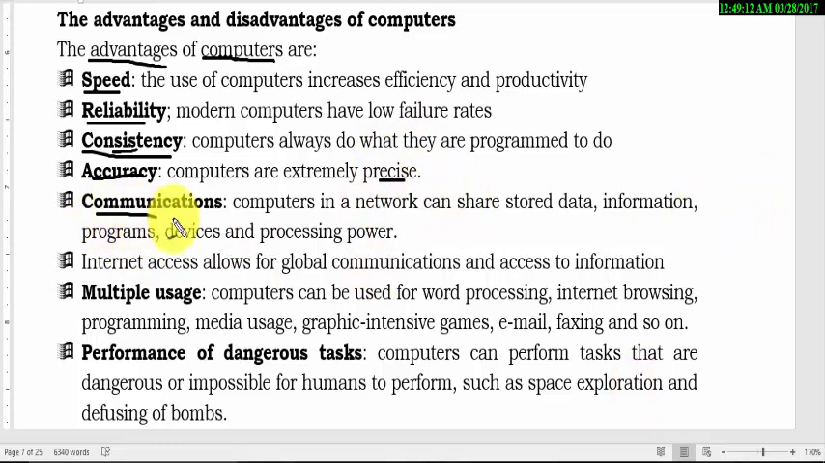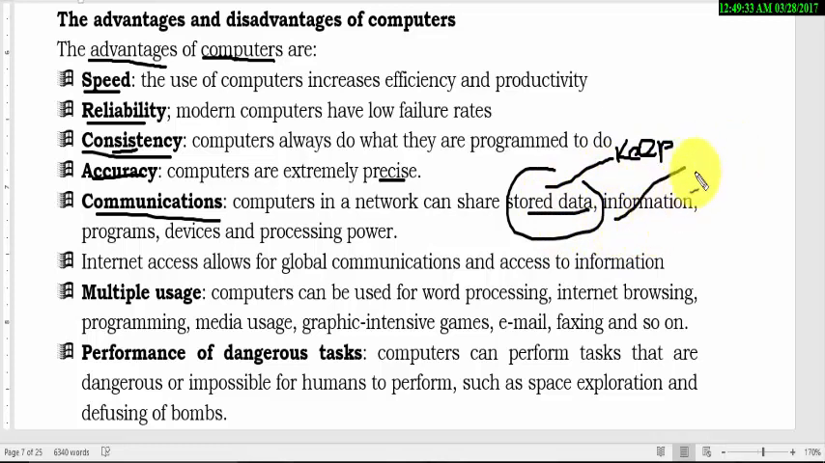Then the other one says communications. Computers in a network can share stored data. So what we are saying is that the data you have kept on your computer can be shared with other people. The advantage of a computer is that you can have work on your computer, maybe songs or movies, and you can communicate it to other people. You can also communicate information to other people. You can also communicate programs, these are software, to other people. And also device and processing power. So that's the advantage of a computer.